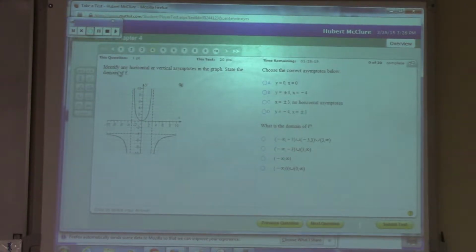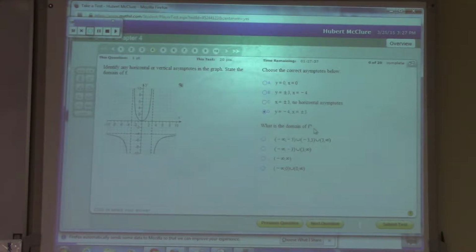All right, identify any horizontal and vertical asymptotes. What are these called? These vertical dashed lines. Those are vertical asymptotes. So what's your vertical asymptotes? -3 and positive 3. Your horizontal asymptote is -4. So it'll be something like this one. That's x, it should be y. Okay, choose the correct asymptote below. y is equal to -4 and x is equal to -3 and 3. It's D.